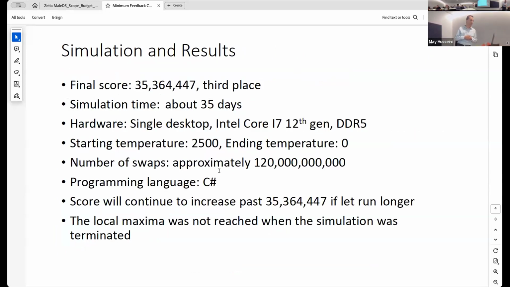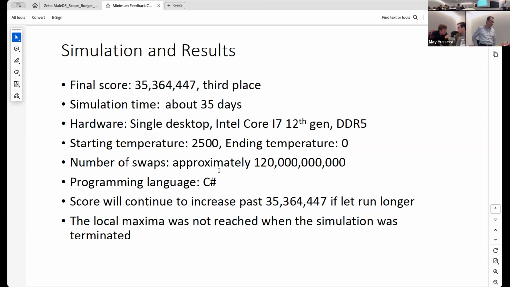These are my simulation results. So I got third place with 35,364,447. The simulation took about 35 days. You probably need 1 day to go down to 35 million and, I don't know, 250,000, but the last 100,000 will take a long time. The simulation was run on a desktop computer, Core i7, 12th generation.